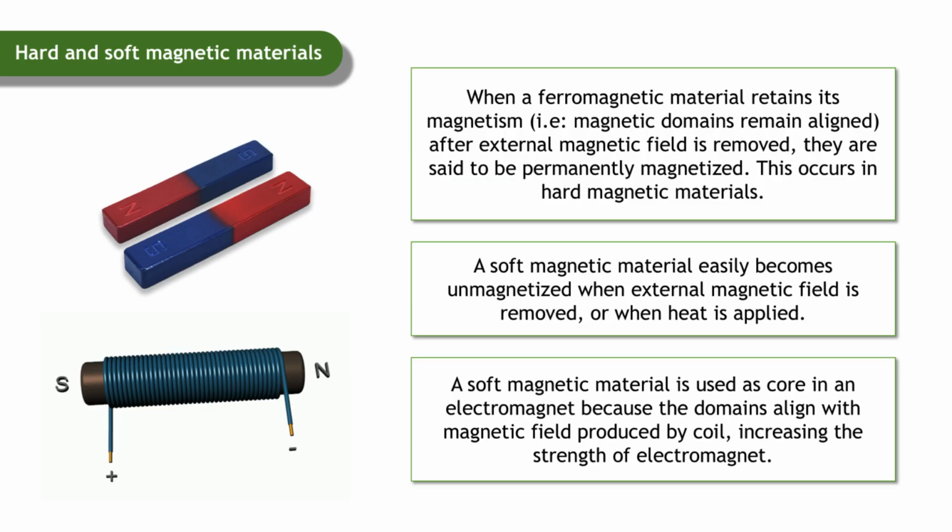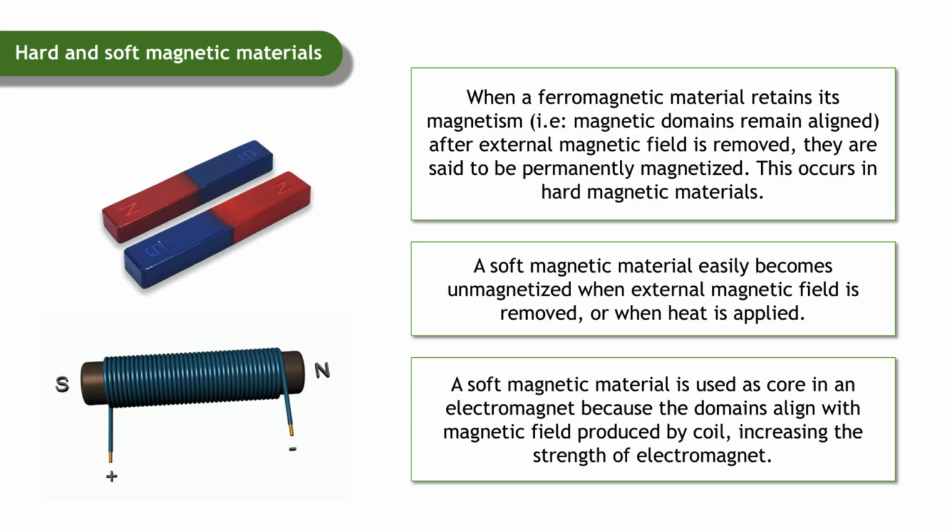Because these domains align in the presence of a field, ferromagnetic materials become temporarily magnetized and are attracted to magnets. We categorize these materials as either hard or soft. Hard magnetic materials are those that retain their magnetism, meaning their domains stay aligned, even after the external field is removed. In contrast, soft magnetic materials easily become unmagnetized once the field is gone or if heat is applied.